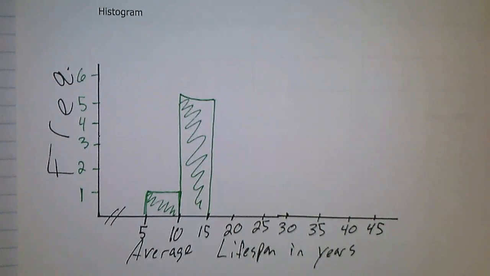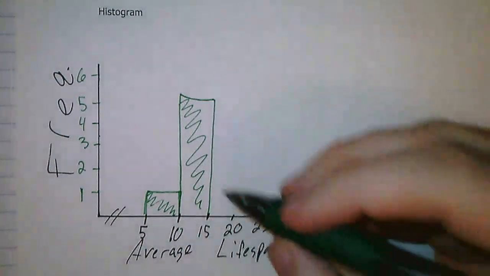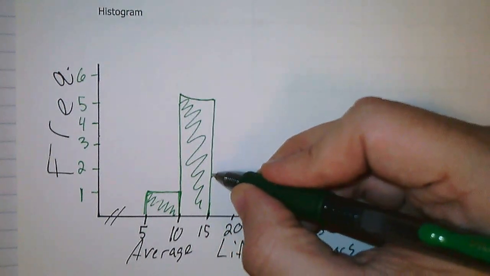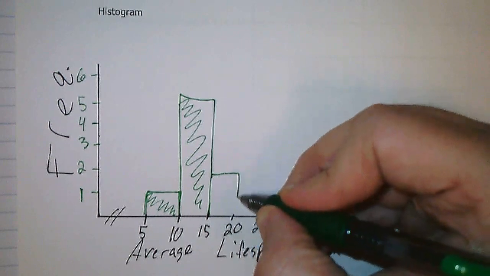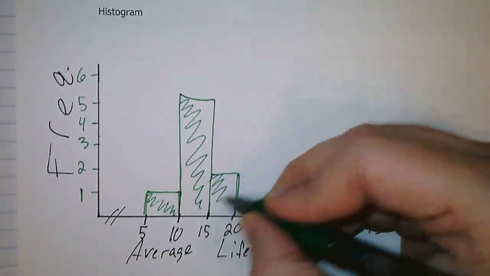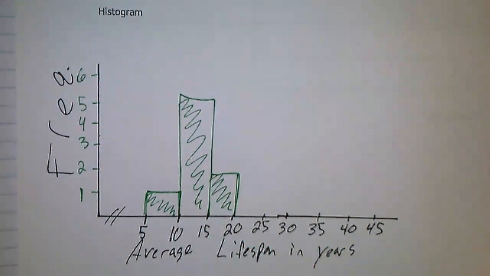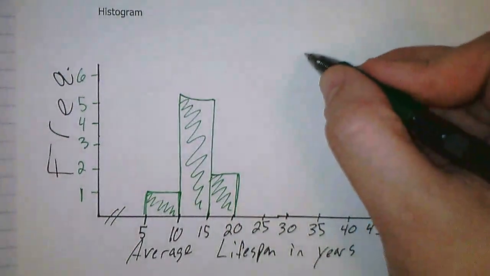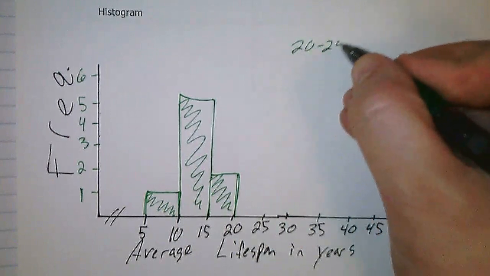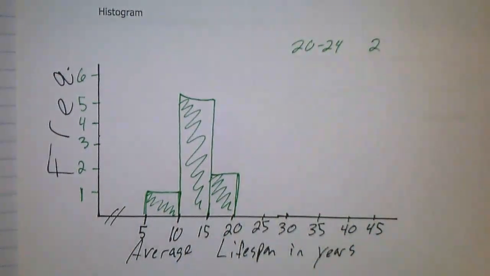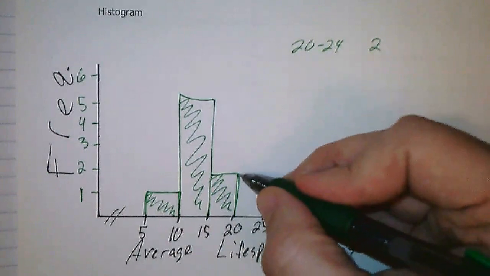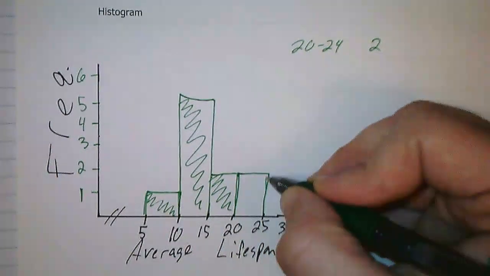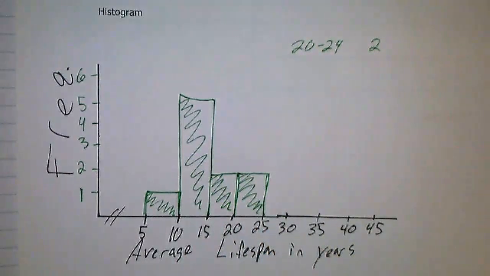The table that we filled out told us that 2 animals lived from 15 to 19 years. So that's touching this bar and coming down to the 20. Same thing for 20 to 24 years. I'm going to put some of this over here. It had a frequency of 2. So we start at 20, we go to the next bin, and make our column.